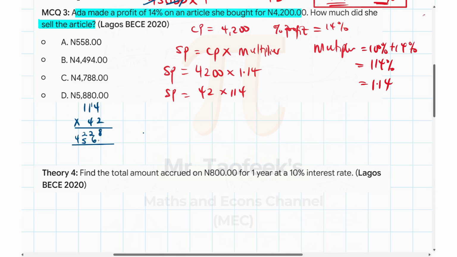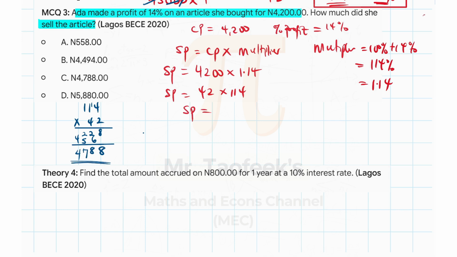Okay, so adding everything together, what do we have? We have 8, 8, 7, and then 4. So our answer is simply, the selling price is basically 4,788 naira. So that's the selling price. So as simple as that.